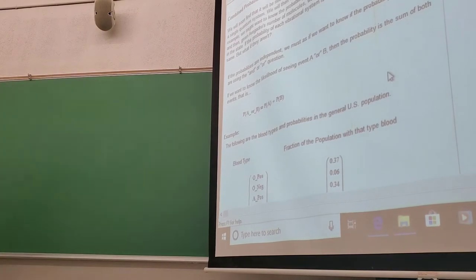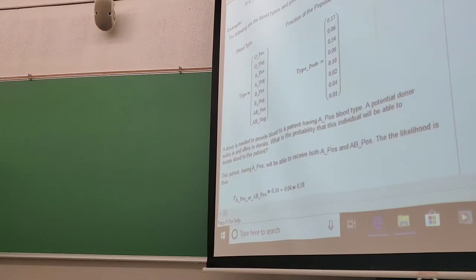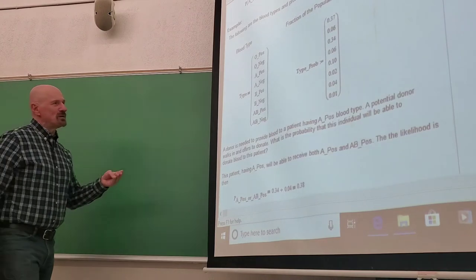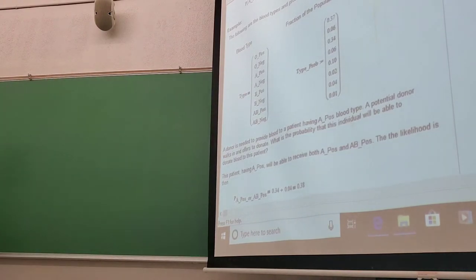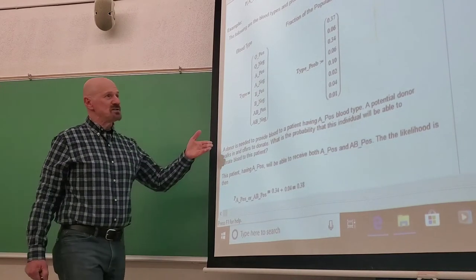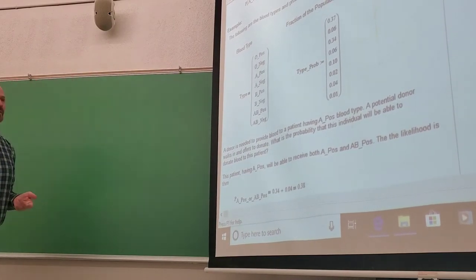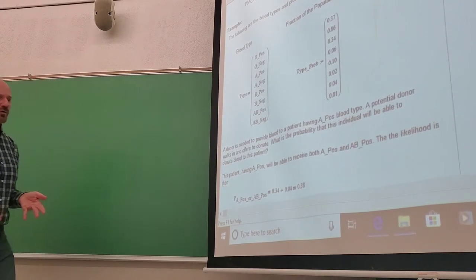So here's an example. Here are the following blood types and probabilities in the general U.S. population. This is from the Red Cross. We have blood types O positive, O negative, A positive, A negative, and so forth. The probability of people of that blood type is about 0.37, or 37%, are O positive, 6% are O negative, 34% A positive, and so forth.